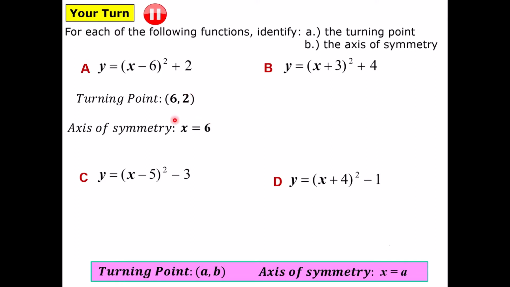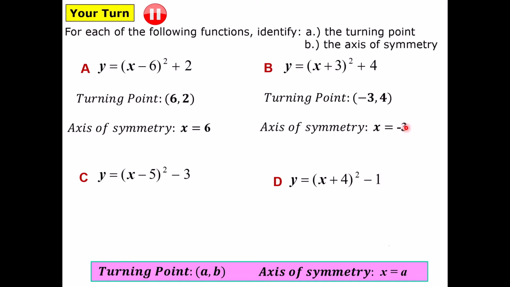And you have to write the equation x equals 6 because it's the equation of that line. If you just write axis of symmetry equals 6, that is incorrect and you will lose a mark for doing that. It has to be an equation x equals 6 or whatever your value is. So question B, our turning point, we're looking for a, b. So we're going to change the sign of the 3 to get negative 3, keep the 4 as it is to get negative 3, 4. And our axis of symmetry is the same as a, so x equals negative 3.